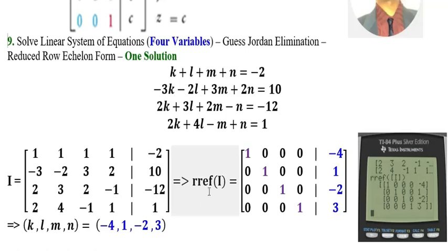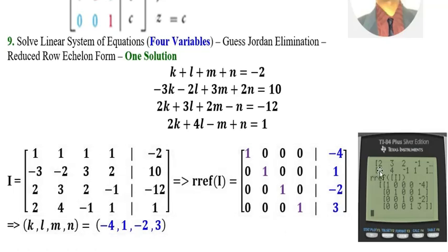And when we do RREF of I, we get 1, 1, 1, 1 in the diagonal, 0 above the diagonal, 0 below the diagonal, augmented with minus 4, 1, minus 2, 3. That means K equals minus 4, L equals 1, M equals minus 2, N equals 3.